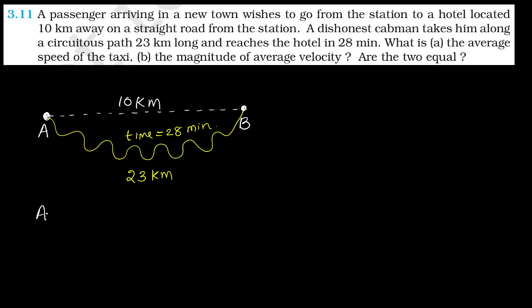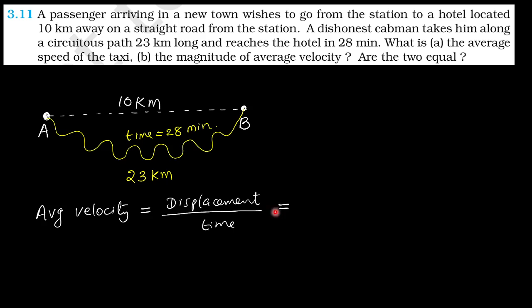Average velocity, like the previous question. Velocity means displacement by time, right? The average velocity of the cab. But here we will use displacement, not path length. For velocity, we will use only displacement. The displacement is 10 kilometer. The shortest path is said to be displacement. It is 10 kilometer.